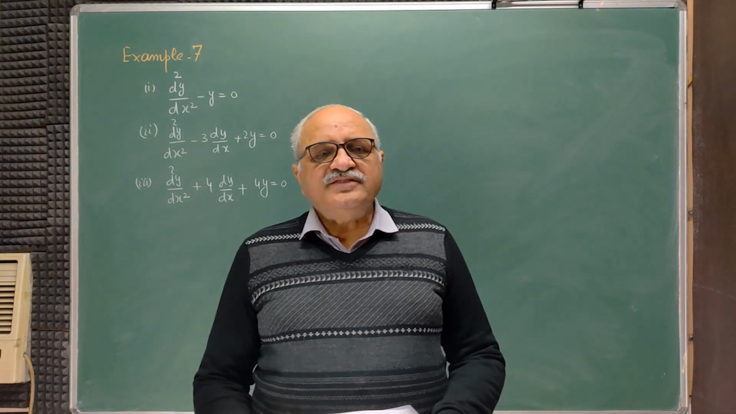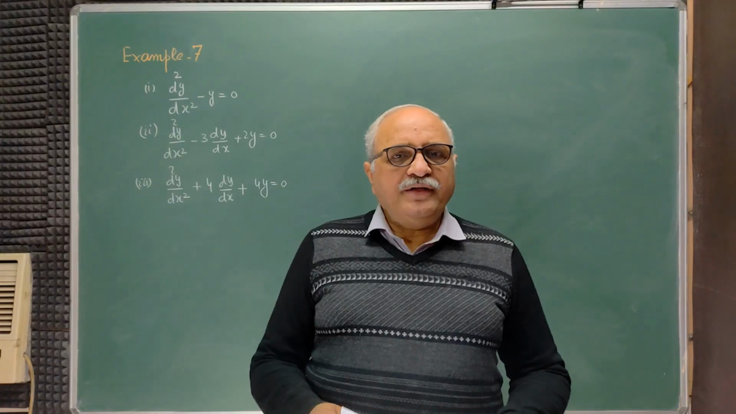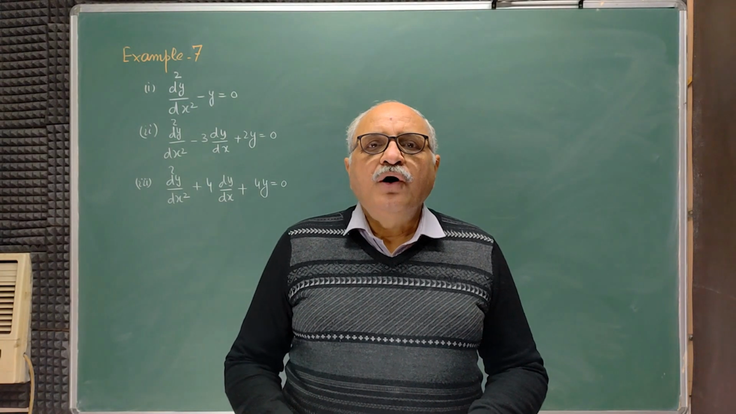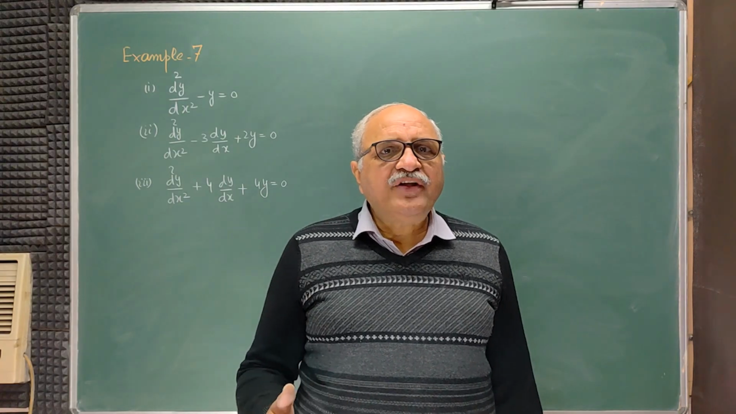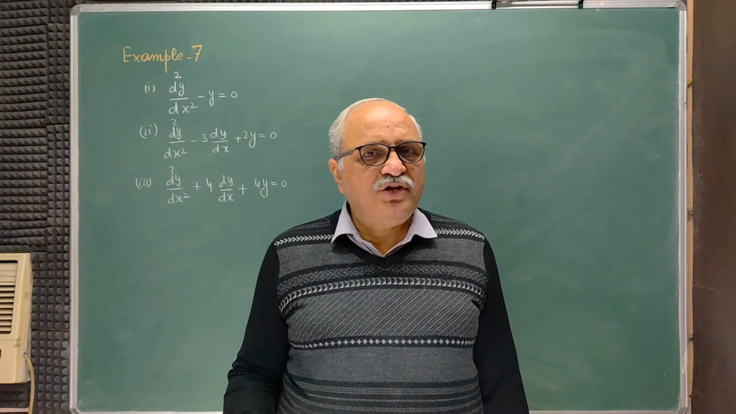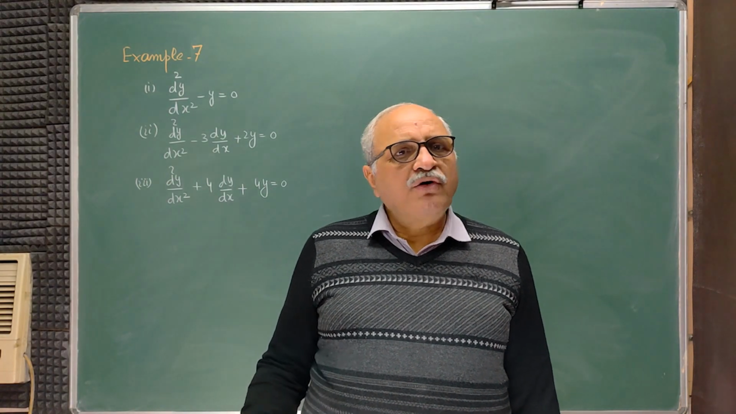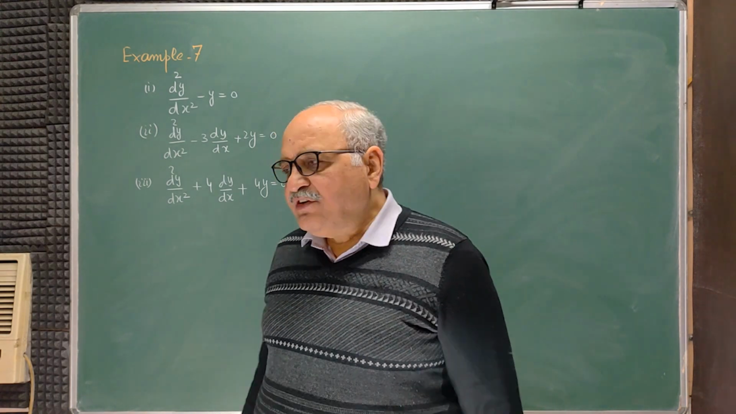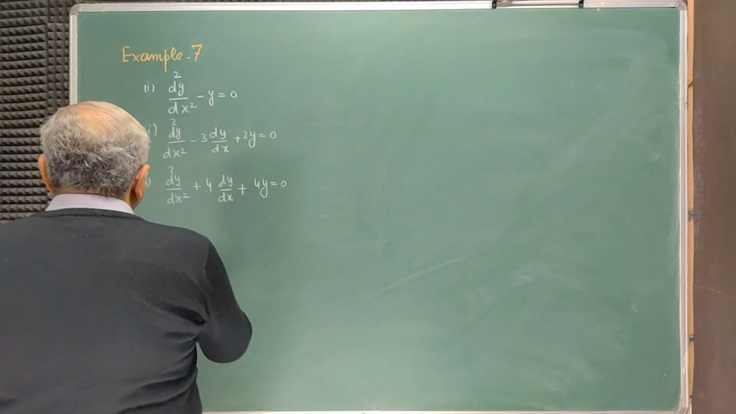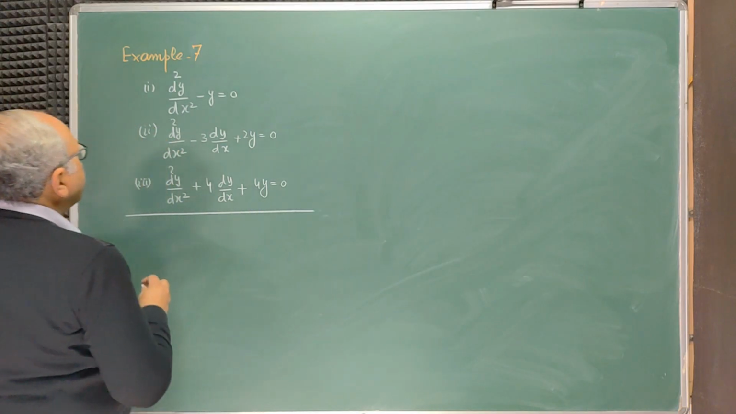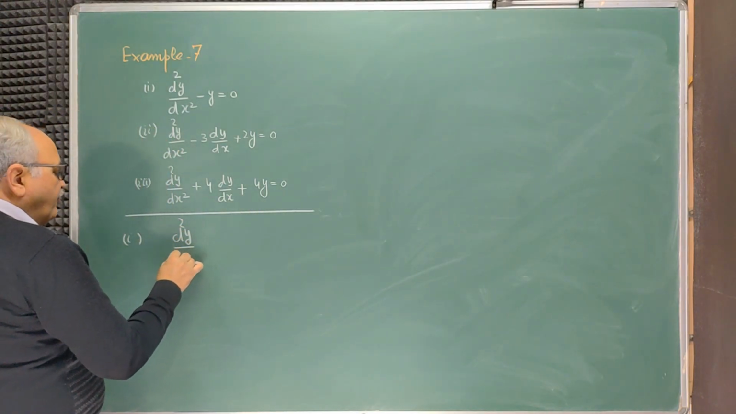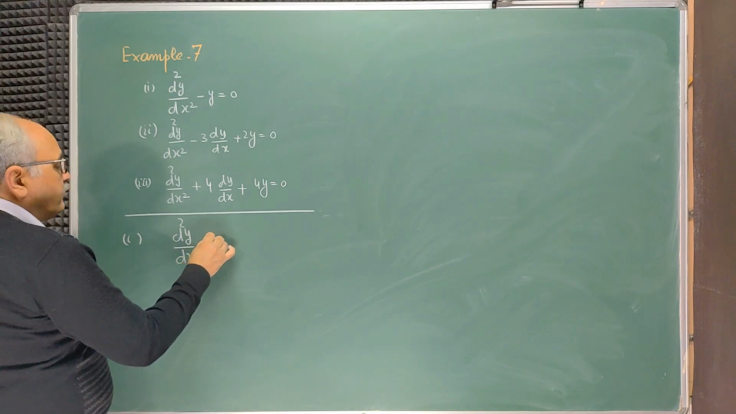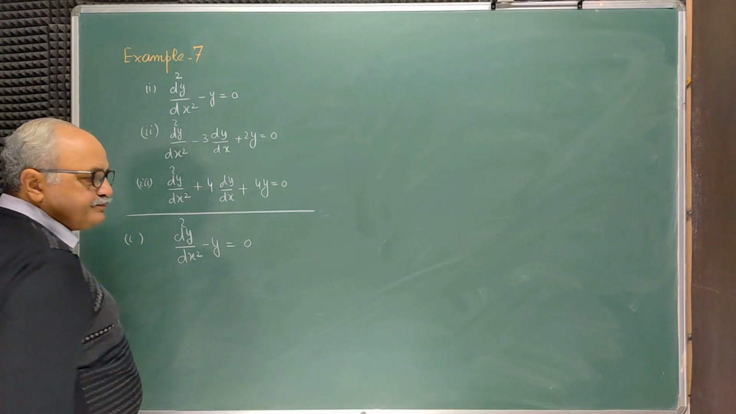So in this seventh example, we are given three differential equations. All of them are of second order, and we are preferring to use the complementary function method to solve all of them. So let's start with the first one. The first equation is d square y over dx square minus y is equal to 0.